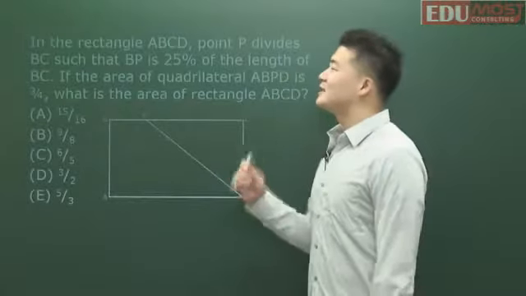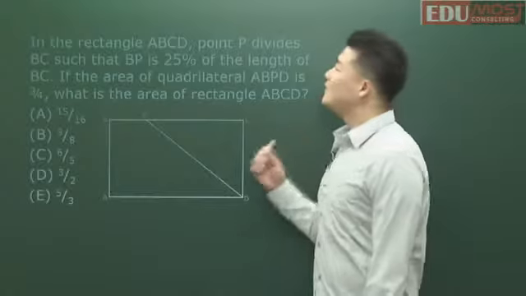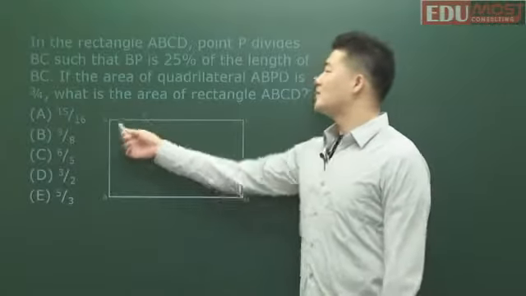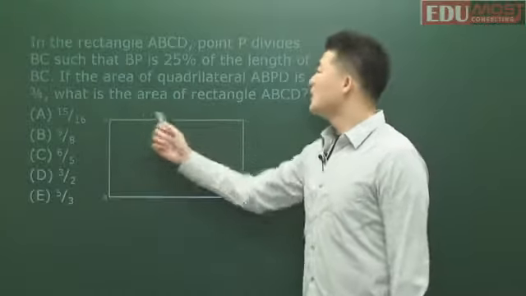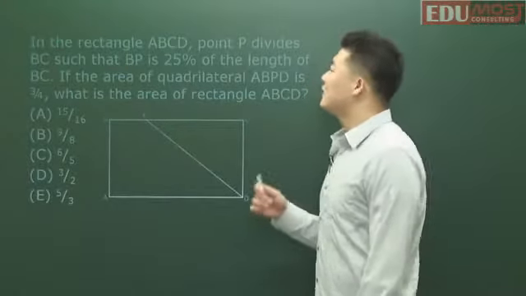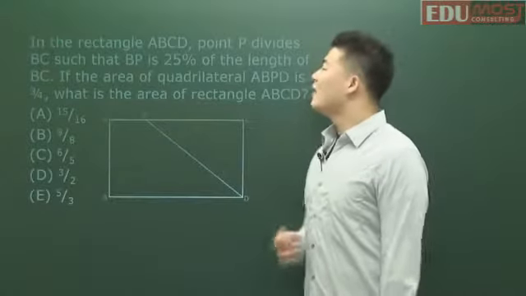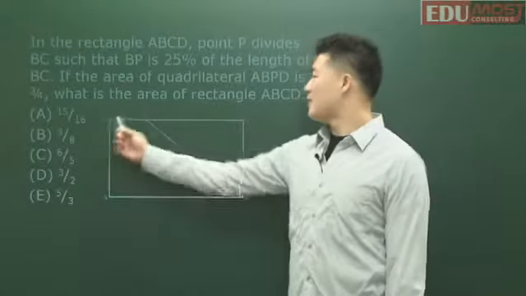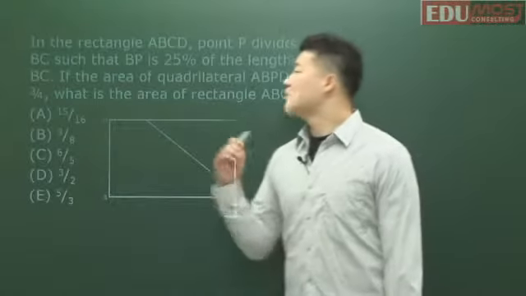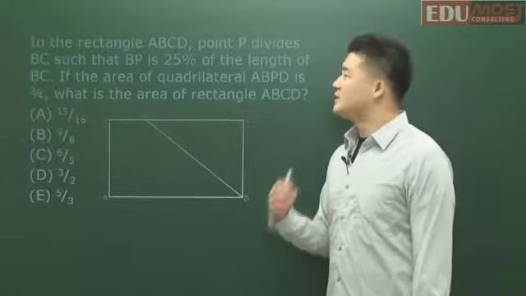Again, it says in the rectangle ABCD, point P divides BC such that BP is 25% of the length of BC. Now, if the area of the quadrilateral ABPD, so that's A, B, P, and D, is 3/4, what is the area of the rectangle ABCD?